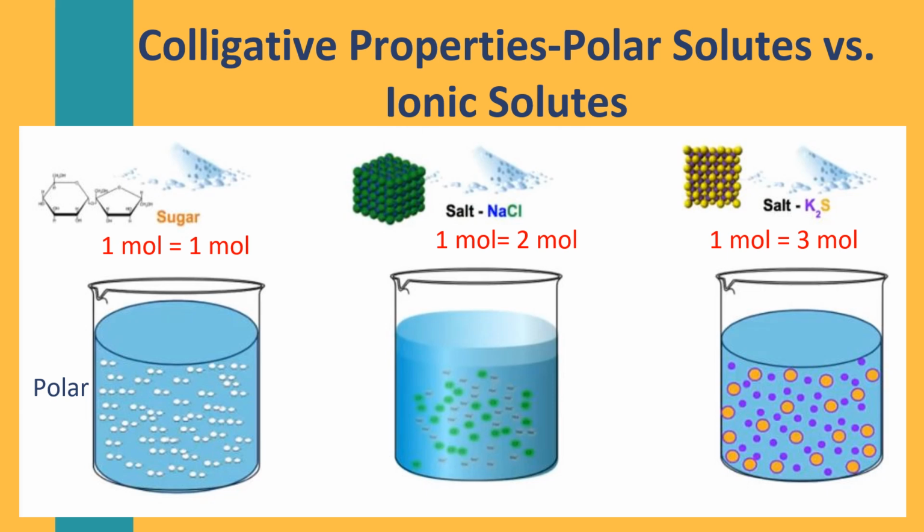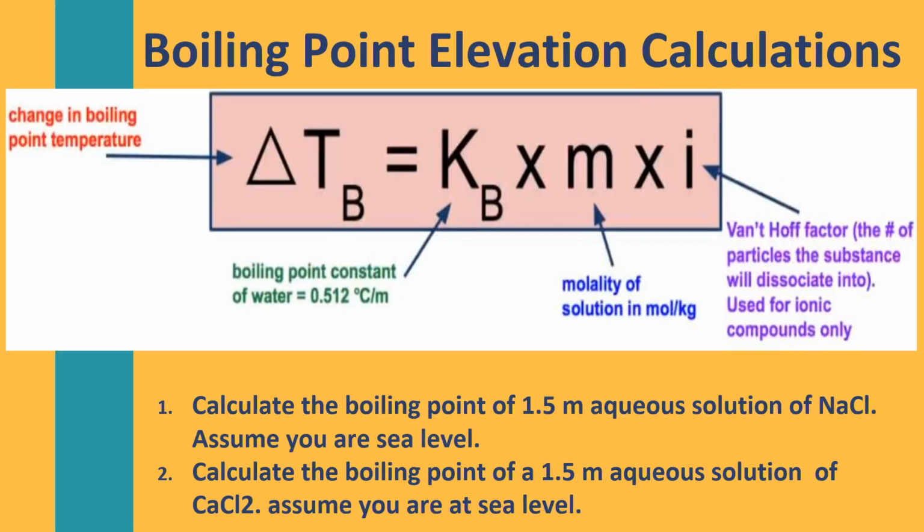So let's take a look at how we can calculate the change in the boiling point and the change in the freezing point depending on the amount of dissolved substance in the solution. If we take a look at this example, this is the formula that allows us to determine the change in a solution's boiling point. Calculating the change in the boiling point of a solution is simple.